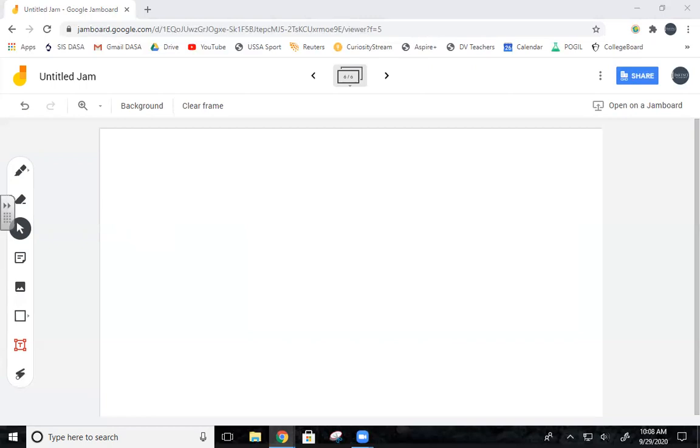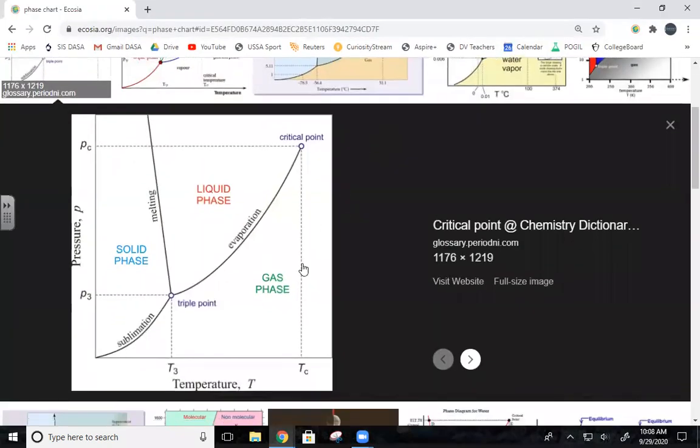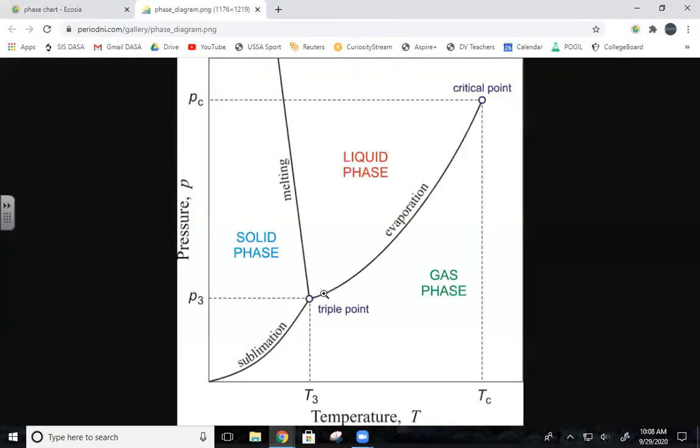So if we look up something like this, it's called a phase chart. Pull it up for you. This is called a phase chart, right? And on the y-axis we have pressure, on the x-axis we have temperature. Here we have the gas phase. Anything in this sector of the graph will be in a gas phase.